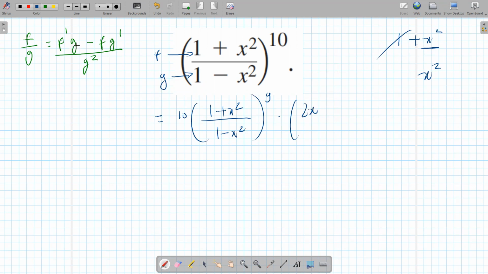You multiply by g as it is. So g is the guy on the bottom, 1 minus x squared. So this was f prime times g, minus f as it is. So your first guy, the numerator as it is, times g prime.